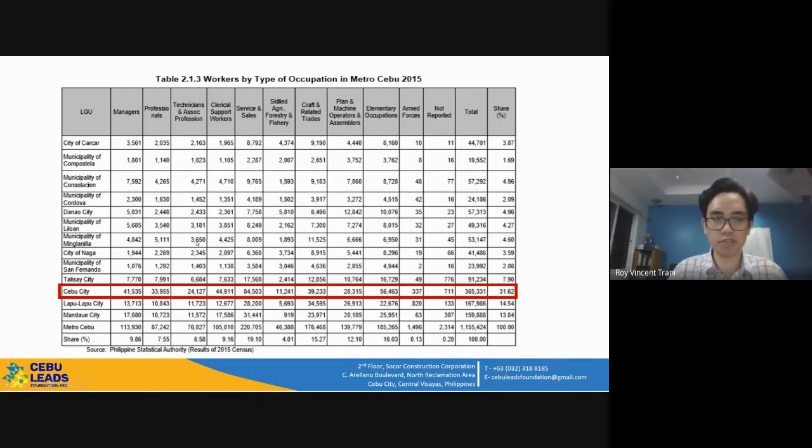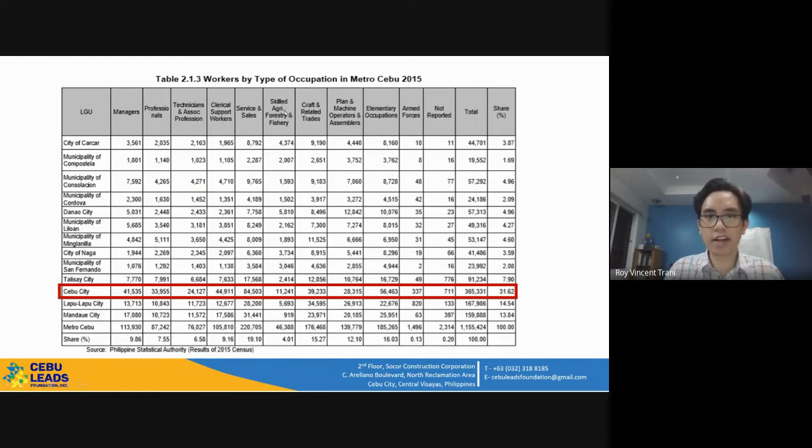Technicians and associate professionals, 24,000. So those people are likely using their own vehicles. Clerical and support workers, maybe half of them are driving their own vehicles and half of them are using public transportation. That's just my opinion. You could have different opinions, just based on what I see in Cebu City. Service and sales, so these are the clerks, the people who work behind the counter. Very likely they don't own a private vehicle, so they'll be using public transportation.